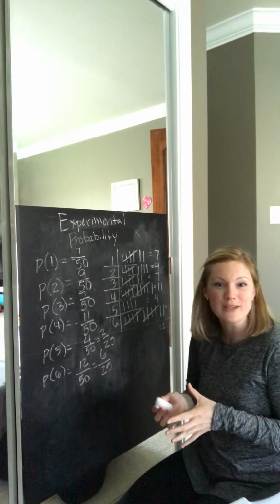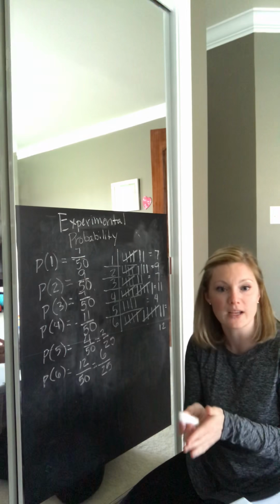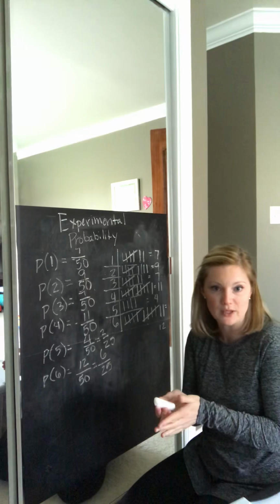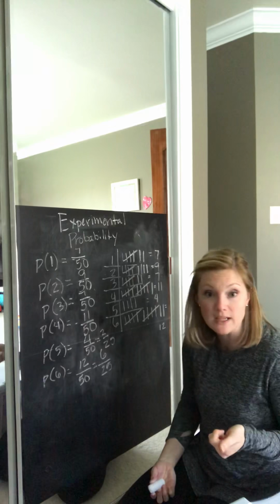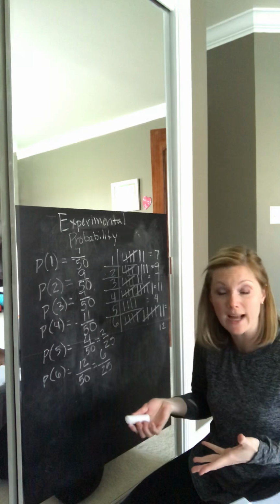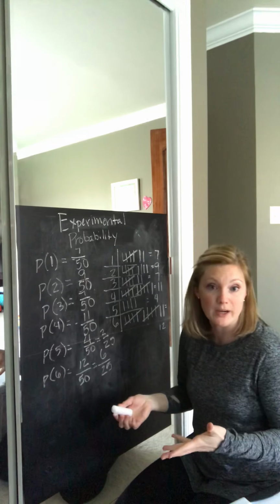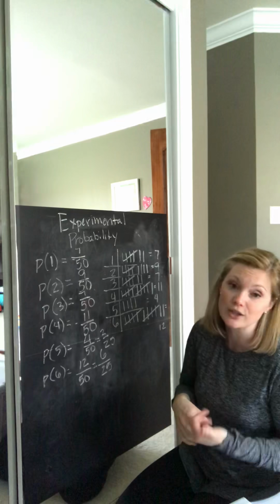If I were to do 100, it should get closer and closer to that theoretical probability of 1/6 for each of those numbers because they are equally likely. The same thing if you're flipping a coin, it should be 50-50. If you have a deck of cards, like all these different things where things are equally likely to happen, the more you do the experiment, the closer your experimental will get to your theoretical.